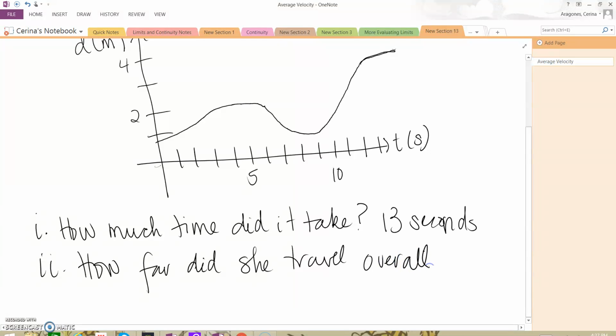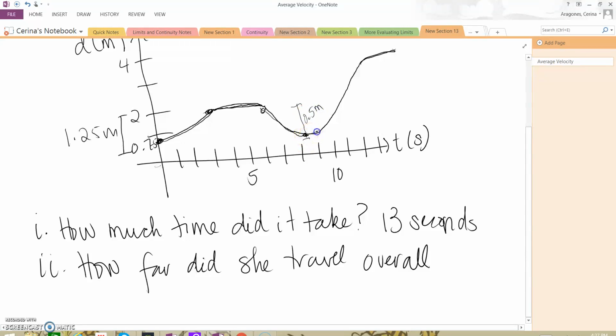Next, how far did she travel overall? So she started out at about 0.75 meters away from the motion detector, and then she walked up to 2 meters. So that's a distance of about 1.25 meters. And then she stopped walking for a bit, so she traveled no distance. And then she walked back to the motion detector about until 0.5. So she walked another distance of 0.5 meters.